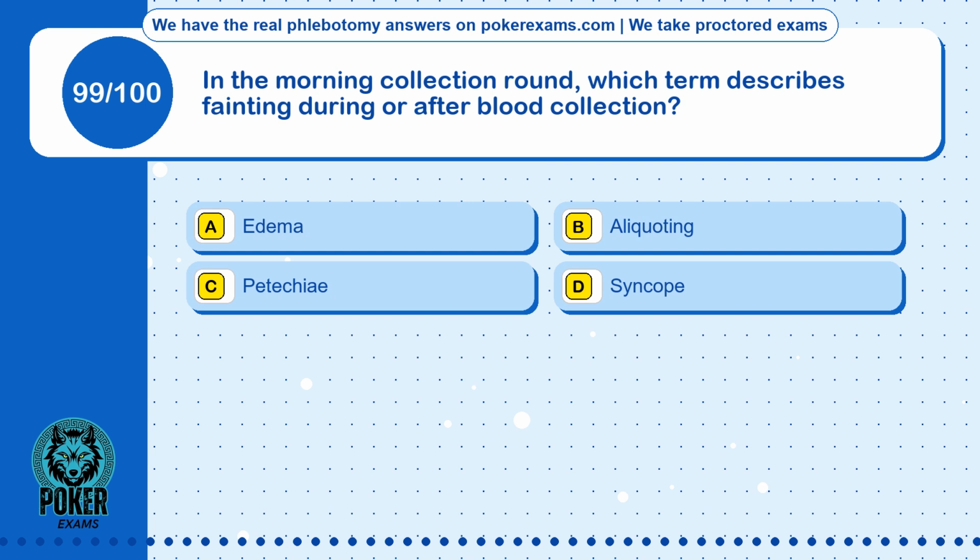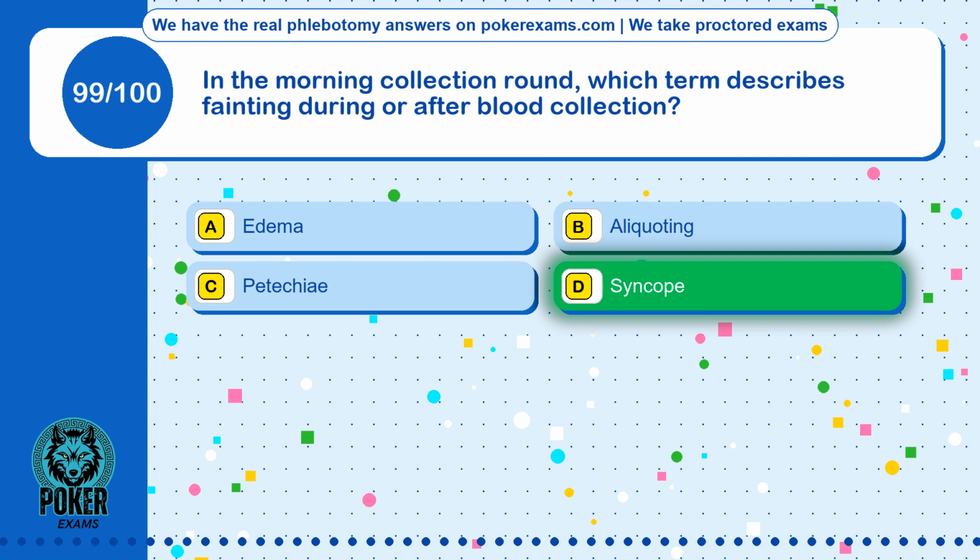Question 99. In the morning collection round, which term describes fainting during or after blood collection? Option A, edema. Option B, aliquoting. Option C, petechiae. Option D, syncope. The correct answer is option D.